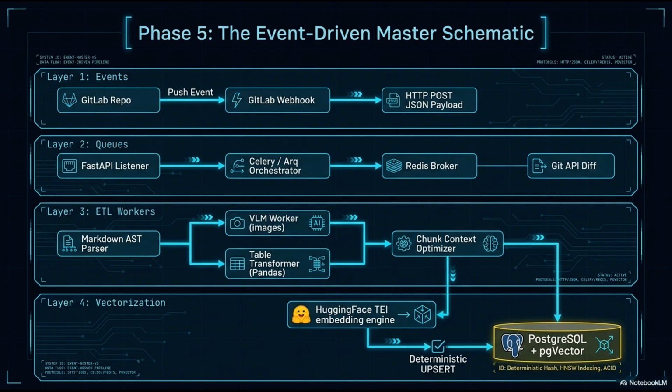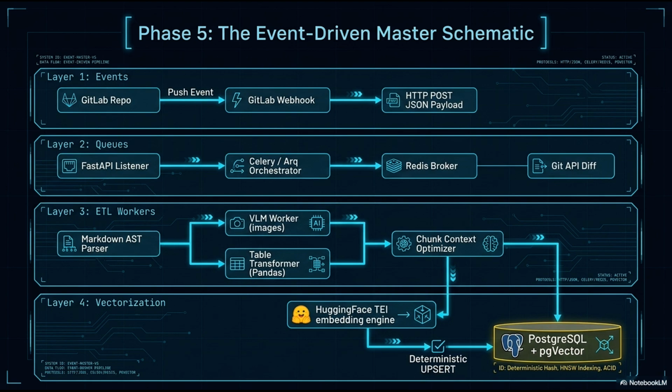And here is where the architecture gets highly sophisticated. It leaves placeholders in the skeleton for those heavy tasks. It routes the tables over to a dedicated Pandas worker. It routes the image links over to the Llama VLM client. And then layer 4 is storage, using Hugging Face TEI for generating the vectors and our trusty pgVector for the database.